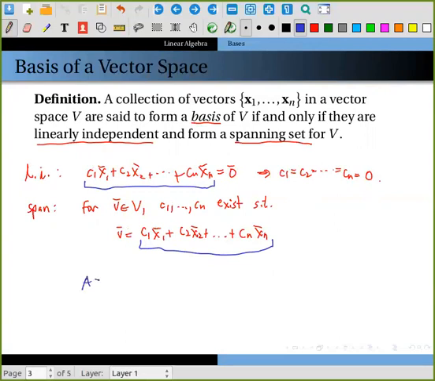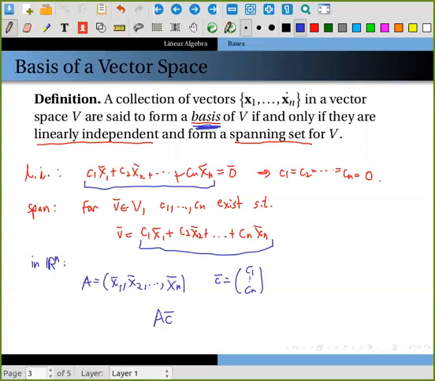So we can build a matrix A where the vectors form the columns. If these are vectors in Rn, we can write this as a matrix of column vectors. Each of these vectors can be written as a column of the matrix A. And then we can form the vector of unknowns, C, c1 down to cn. Then both of these equations can be written as a matrix equation where the left-hand side looks like A times C.